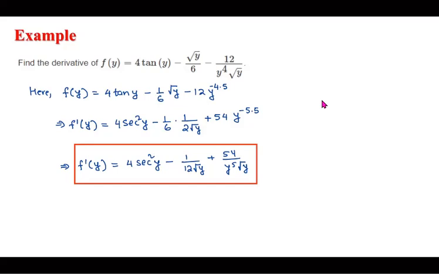Okay, so in order to solve this problem, what we use is we use the power rule. We solve this problem using the power rule. That is the first example. Now, let's move on to second example for today.